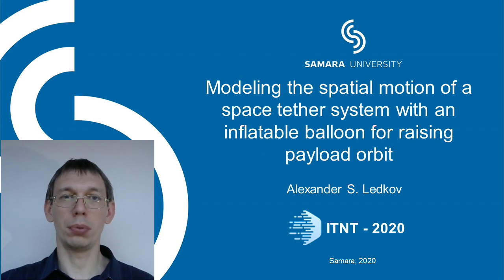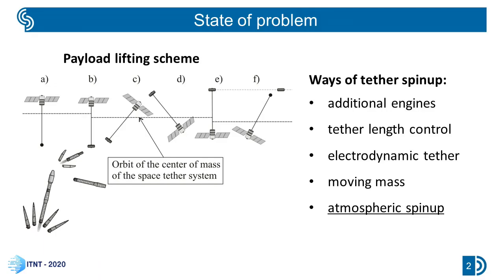My report is devoted to the problem of modeling the 3D motion of a space tether system, which is used for putting payload into orbit. The payload orbiting is one of the most important tasks of astronautics. Combining schemes using an auxiliary space tether system can reduce the cost of the payload lifting operations through the use of lighter rockets.